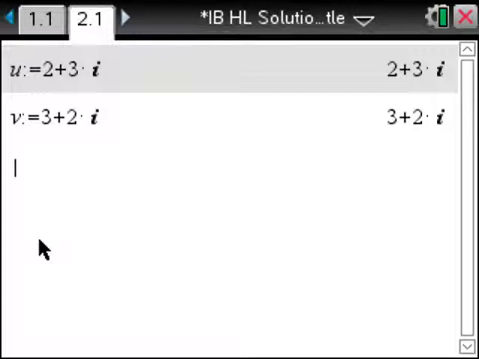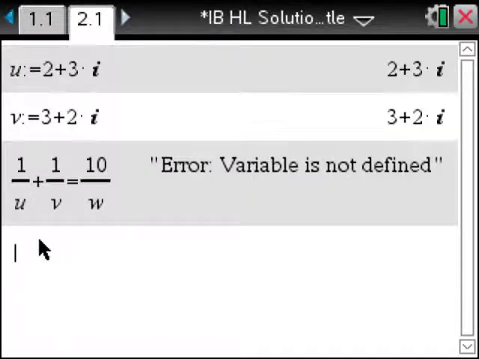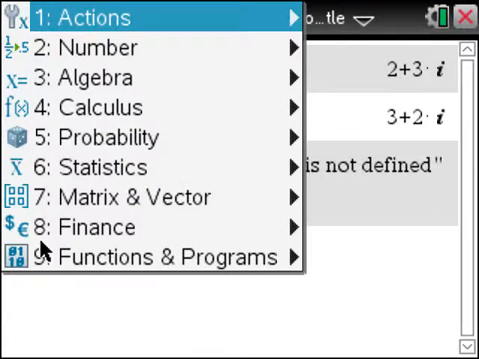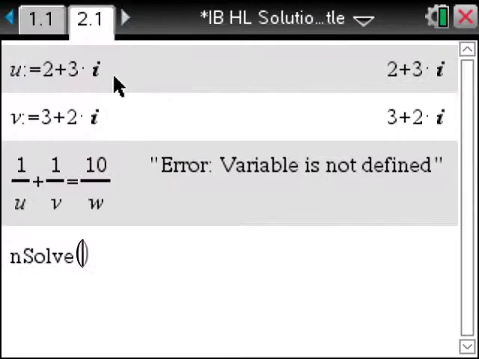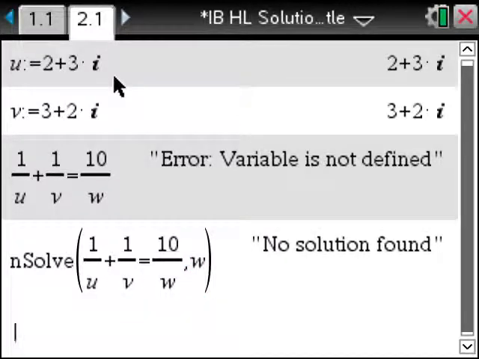i. Now we've got an equation that is effectively 1 over u plus 1 over v is equal to 10 over w. And obviously that's going to give us an error because it doesn't know what w is. We can try and use the numerical solve command, but this is unlikely to work because numerical solve is normally for real values, and hence it suggests there are no real solutions found, at least.